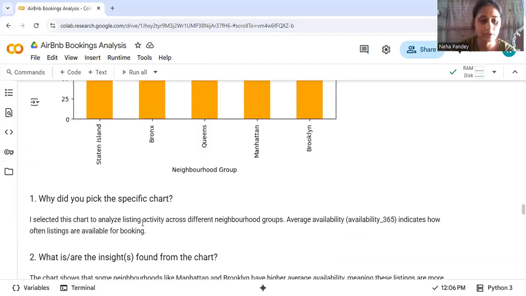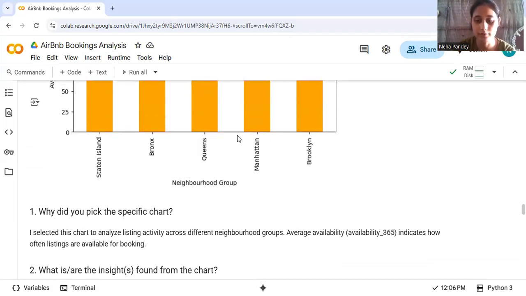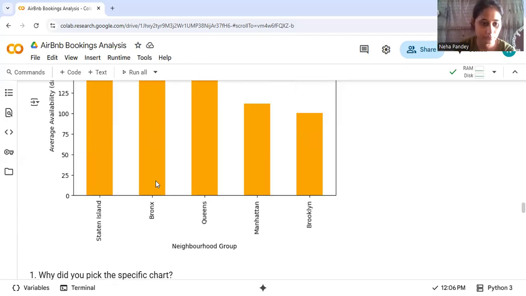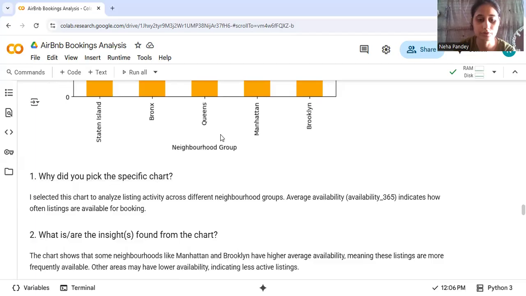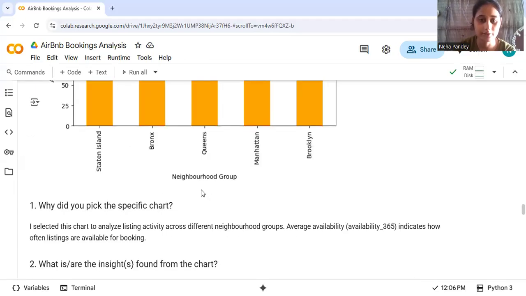I selected this chart to analyze listing activity across different neighborhood groups. Average availability indicates how often listings are available for booking. The chart shows that neighborhoods like Manhattan and Brooklyn have higher average availability, meaning these listings are more frequently available. Other areas may have lower availability, indicating less listing activity.